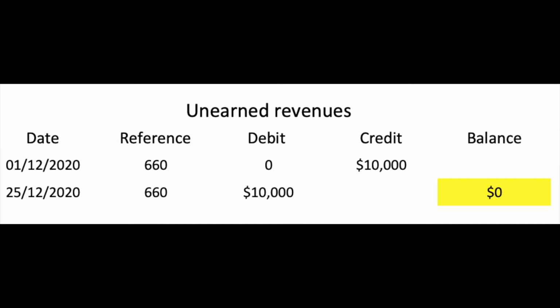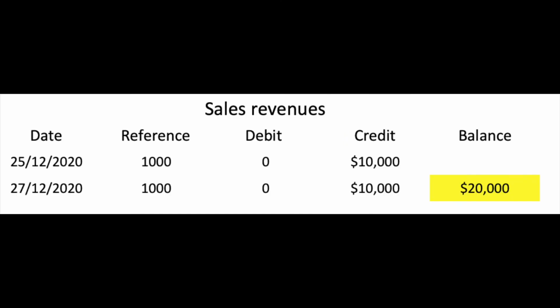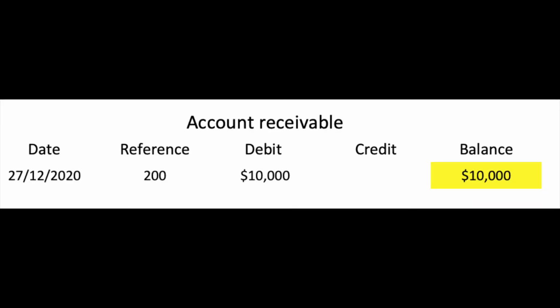3. $10,000 of unearned revenue is decreased in account number 660. The adjusted balance is 0. 4. $20,000 of sales revenue in account number 1000 is transferred to trial balance. 5. $10,000 of account receivable in account number 200 is transferred to trial balance.